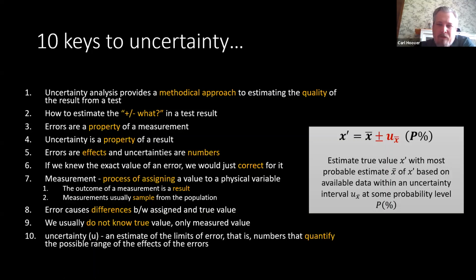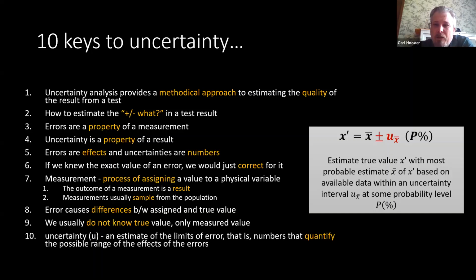But we have to be careful in our terminology. Error is a property of a measurement, and uncertainty is a property of a result. Errors are effects, and uncertainties are numbers. Okay, so if we knew an exact error, we actually could just correct for it. That's important to know, like the scale that we might zero out.